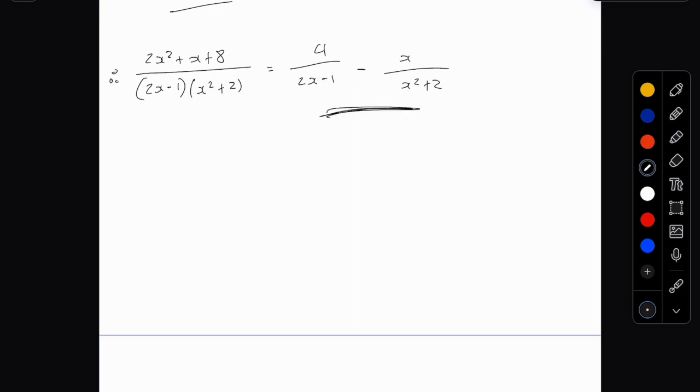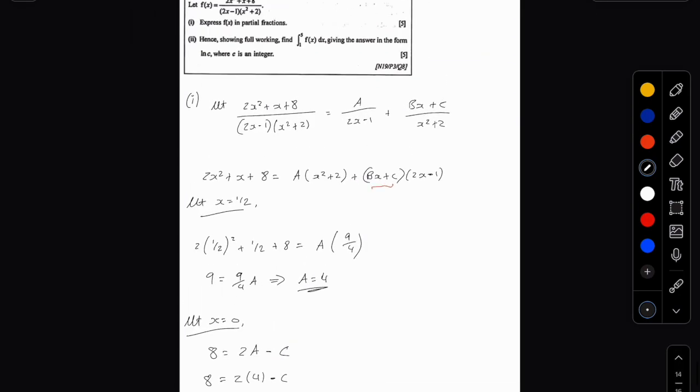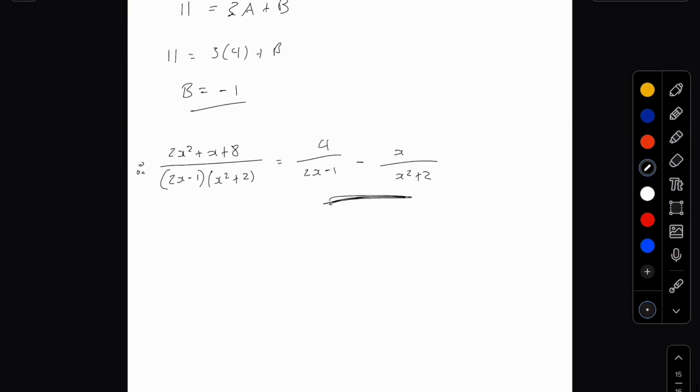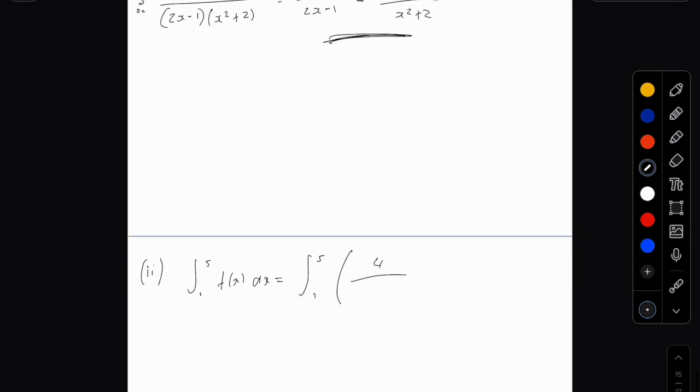But now, they say, showing full working, find the integral between 5 and 1, in the form ln c. Well, to do that now, what I'm going to say is, the integral from 5 to 1 of f(x) dx is going to equal the integral from 5 to 1. I'm just going to plug this bit in. So 4 over 2x minus 1 minus x over x squared plus 2 dx.